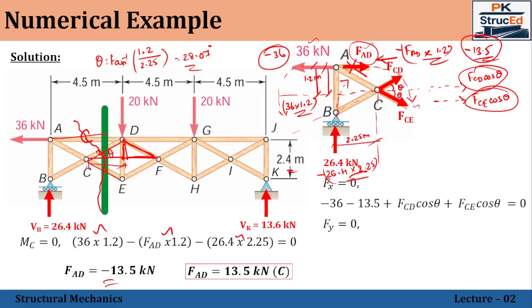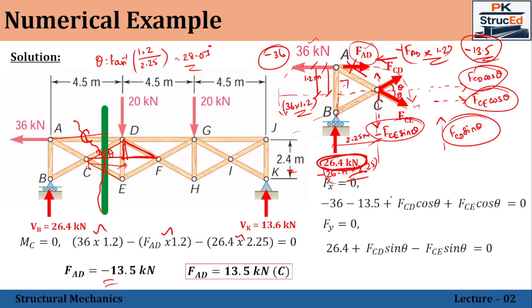Next, we can move with the vertical force equilibrium. In that case, we have this 26.4 kilonewton. And then we have the vertical components of these two. FCD will be acting in the upward direction, let me draw it here, which will have the value FCD sine theta. Similarly, FCE tends to have the vertical component in the downward direction. That value will be FCE sine theta, downward, so it will be negative. So these will be taken into account for the vertical force equilibrium: upward 26.4, upward FCD sine theta, downward FCE sine theta.